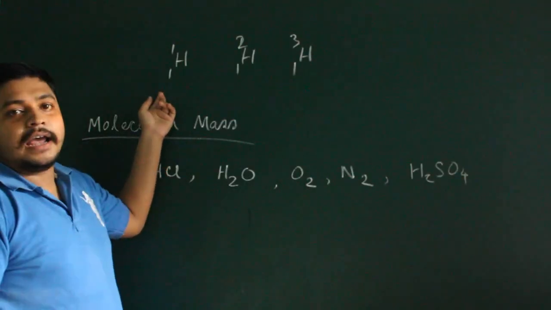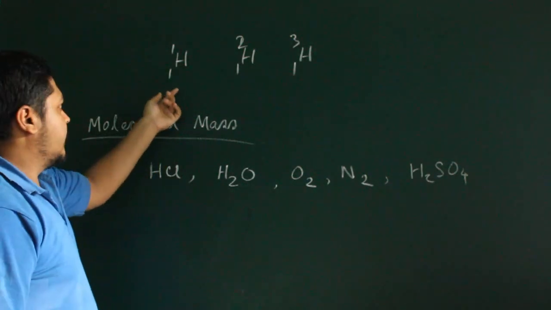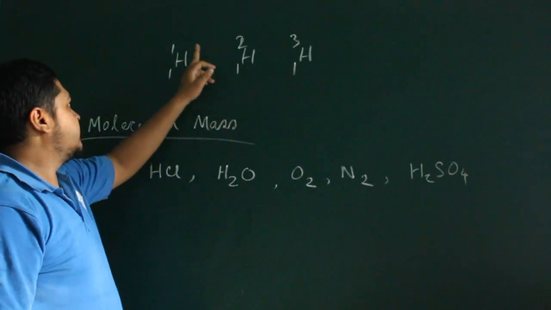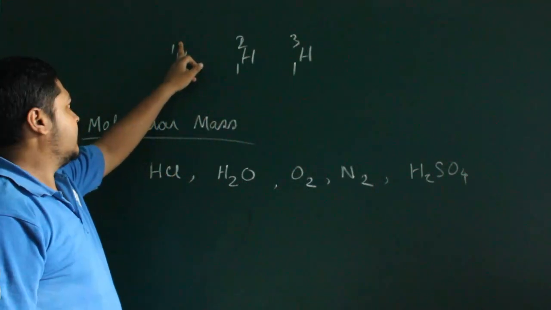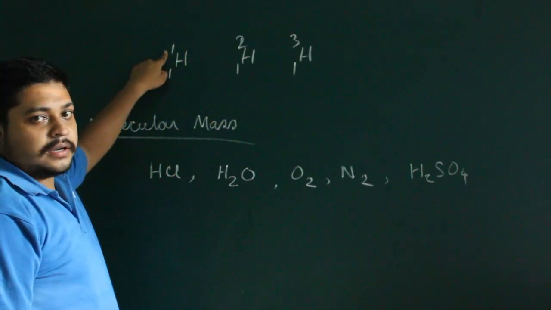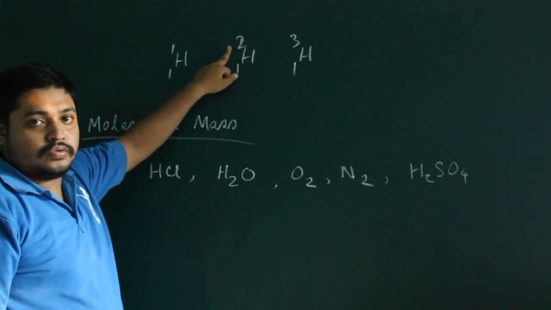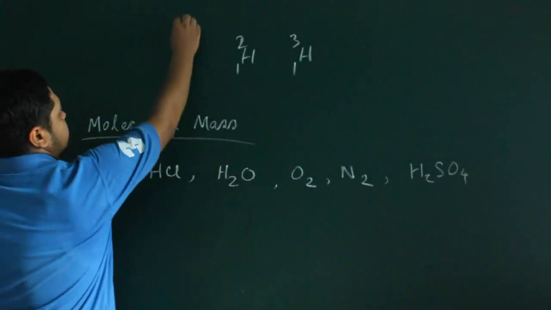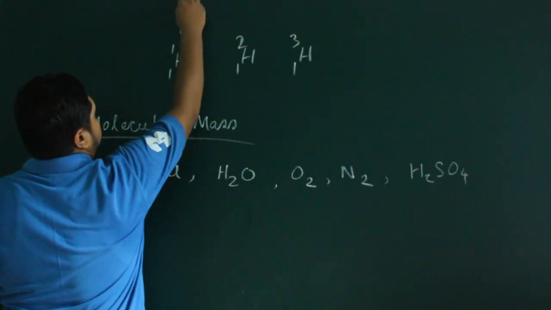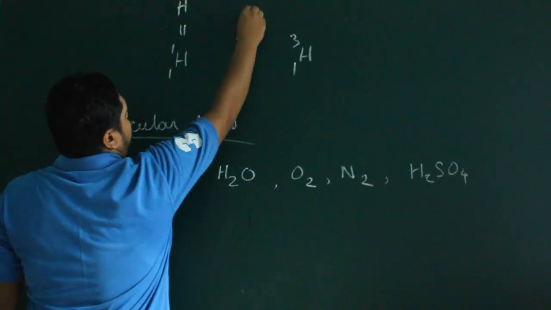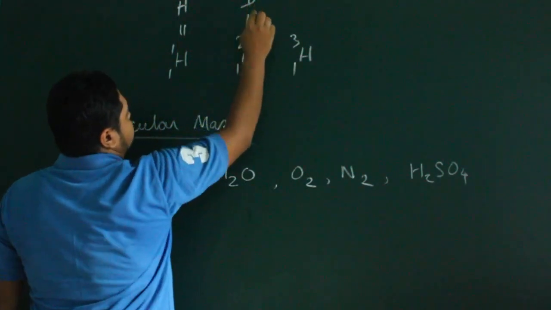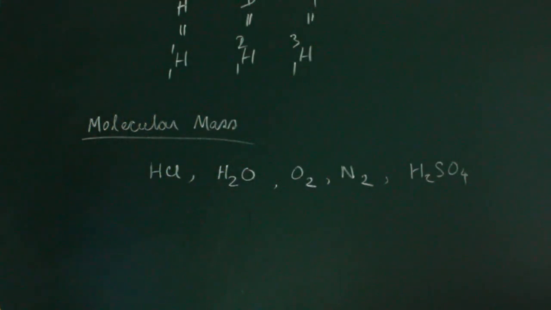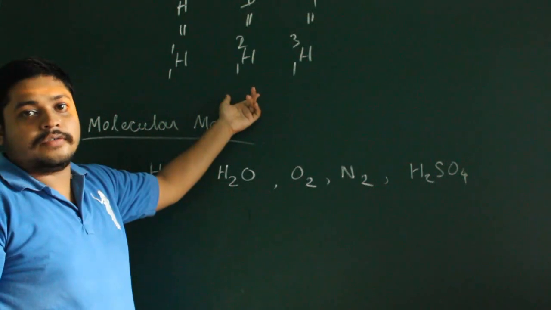Similarly, these are the isotopes of hydrogen. The atomic number is 1, and these are the atomic masses of hydrogen. This is hydrogen having atomic mass 1, this is hydrogen having atomic mass 2, and this is hydrogen having atomic mass 3. This is denoted as protium or H, this is denoted as deuterium, capital D, and this is denoted as capital T or tritium. These are the isotopes of hydrogen.